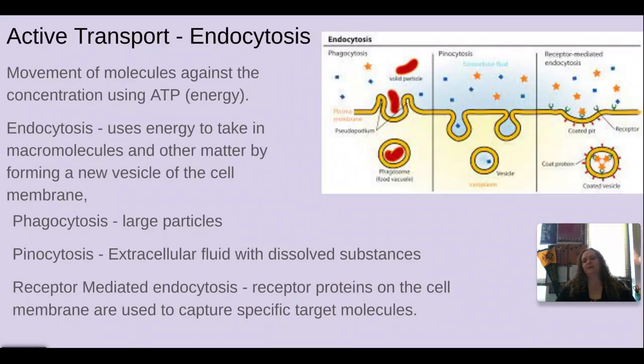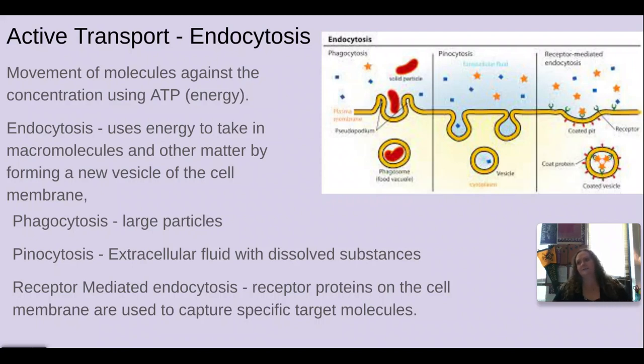Switch gears and let's talk about that other type of transport, active transport. The first type that I want to talk about is actually endocytosis. And this is just where part of the cell membrane creates a new vesicle around something that is in the extracellular fluid and pulls it in. So endocytosis is going to use energy. You have to have energy to move that amount of membrane.